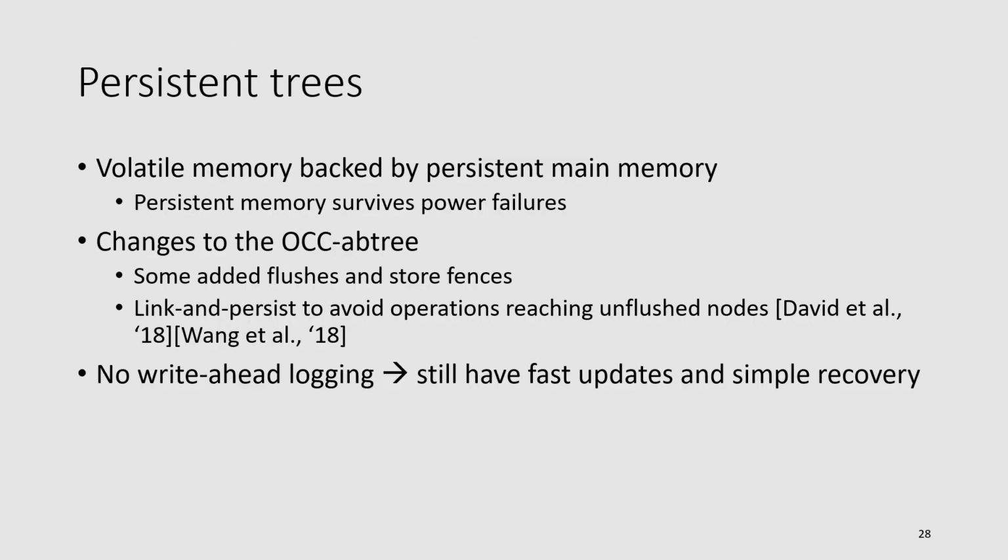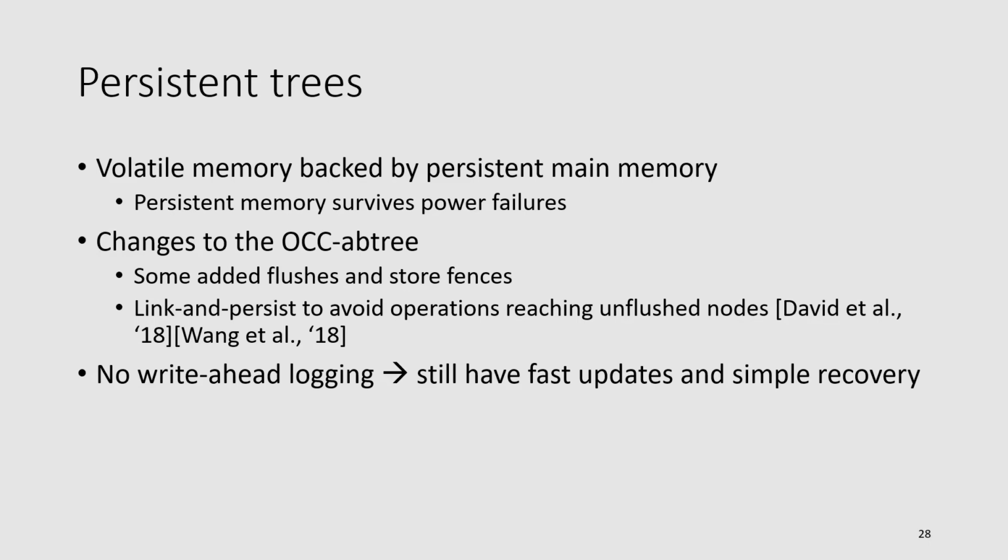The final section of our paper describes the changes required to make the OCC-AB tree persistent. Persistent memory consists of volatile memory backed by persistent main memory. The volatile memory is lost upon power failure, but as the name suggests, the persistent main memory is persisted. The changes to make the OCC-AB tree persistent are simple.